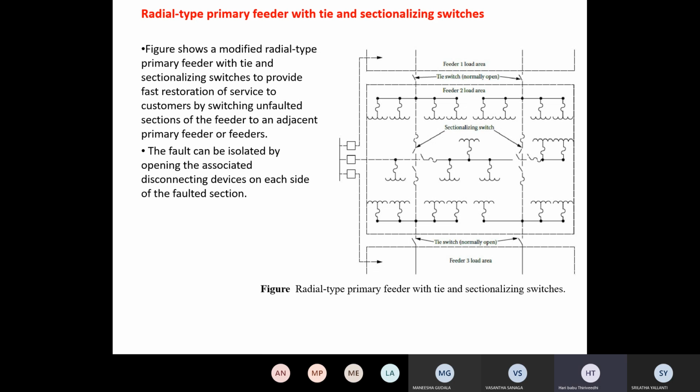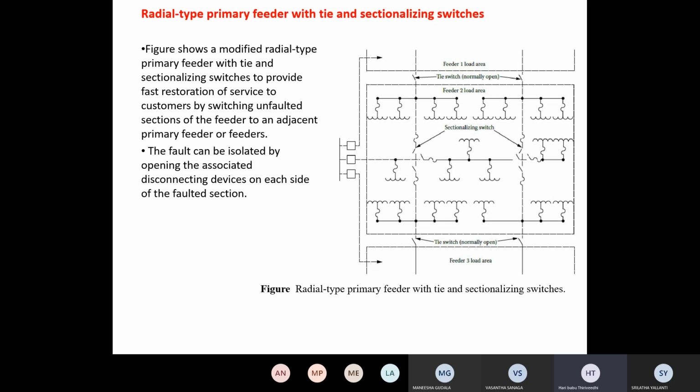This is the tie switch, normally open. Whenever a fault occurs, this is the main primary feeder, and these are the laterals. These are the breakers, the sectionalized switches. These two are the sectionalized switches. These are the tie switches. Tie means normal switches. This is the sectionalized switch.